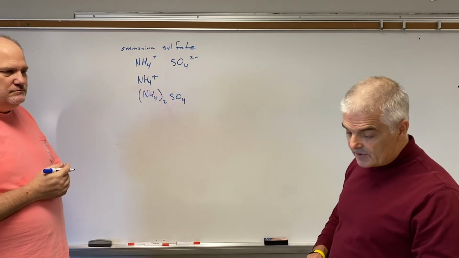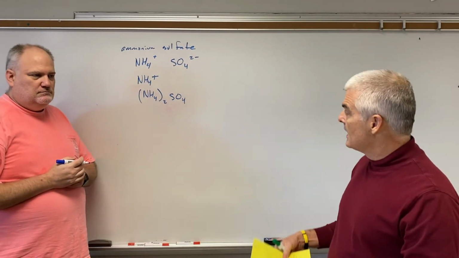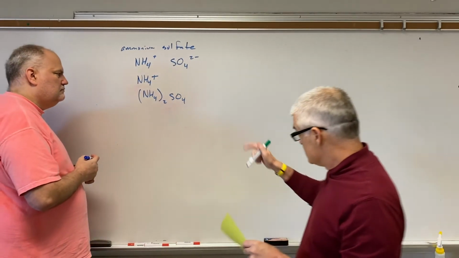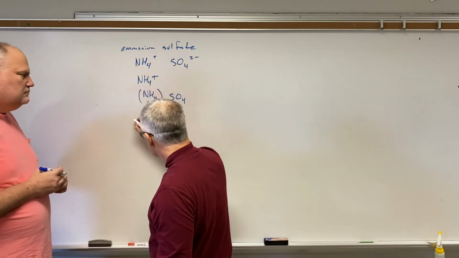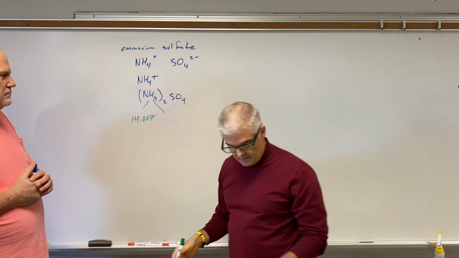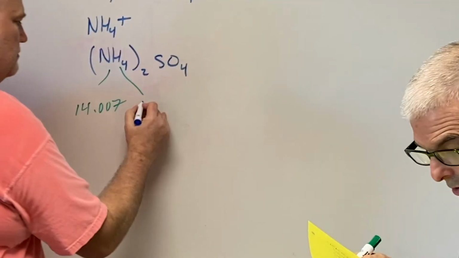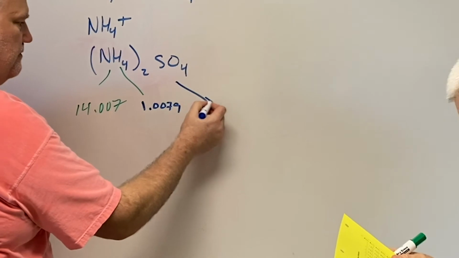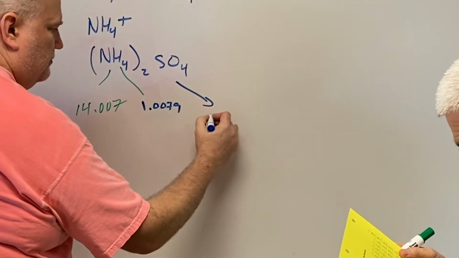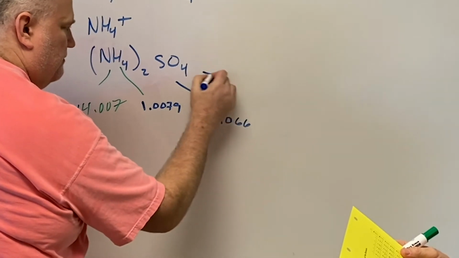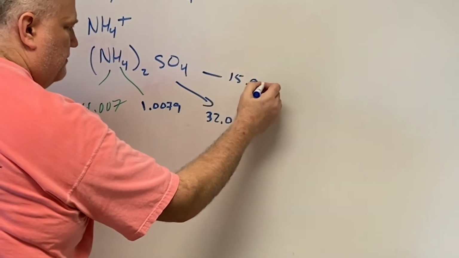Now, on this one, let me show you a thought I had on how this also might work. So for nitrogen, it's 14.007. So sometimes I'll just do this. I'm going to shorten it up. And then for hydrogen, this is 1.0079. And then for sulfur, sulfur is 32.066. And then oxygen is 15.999.